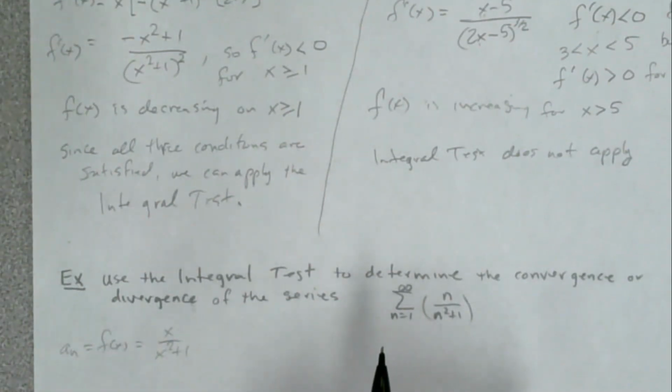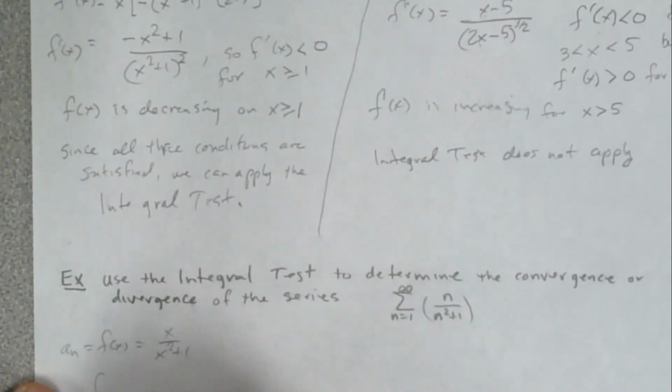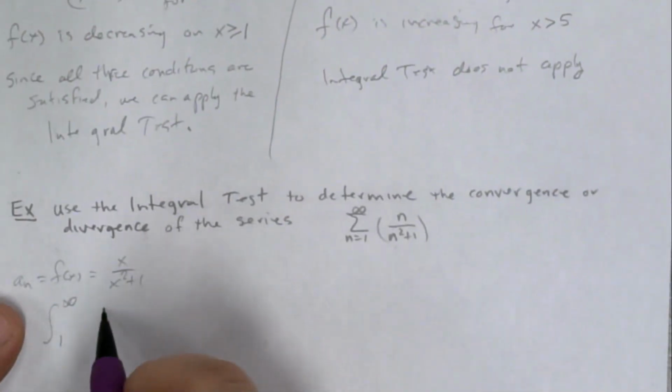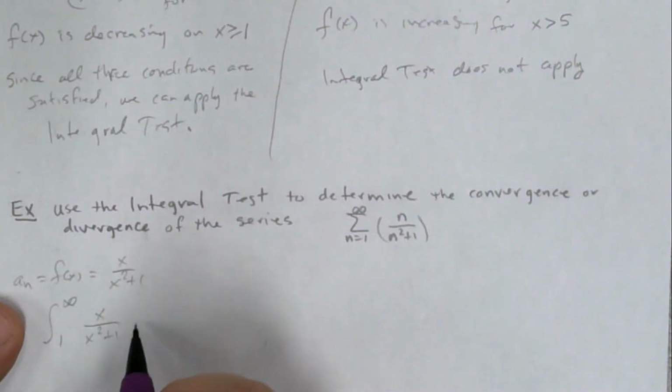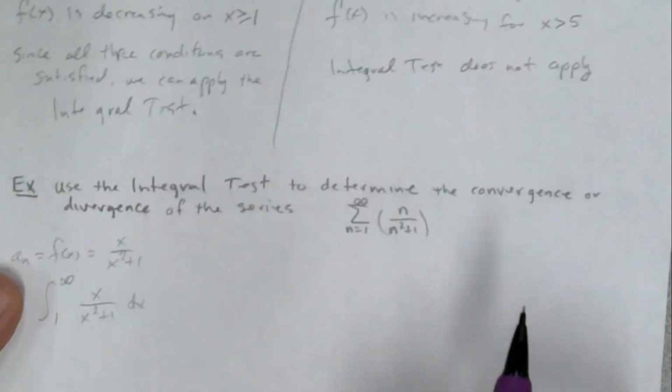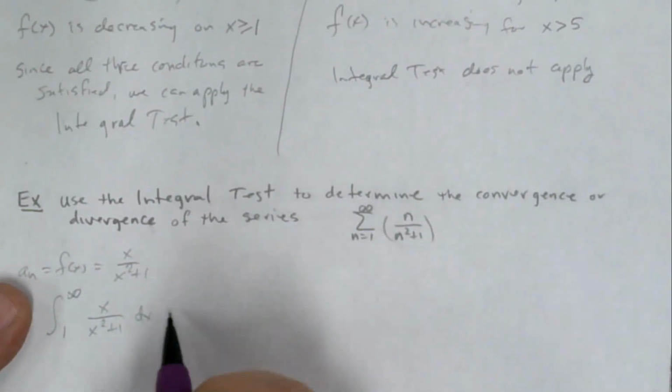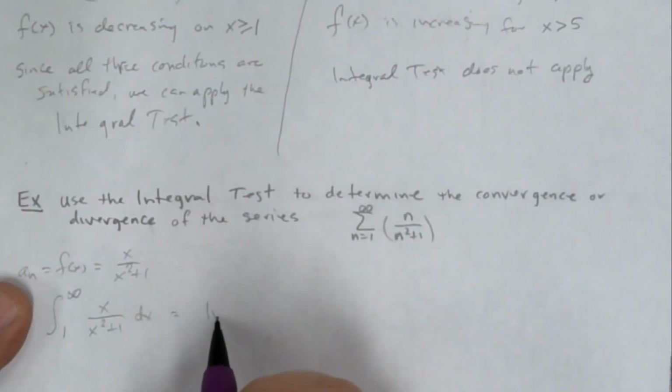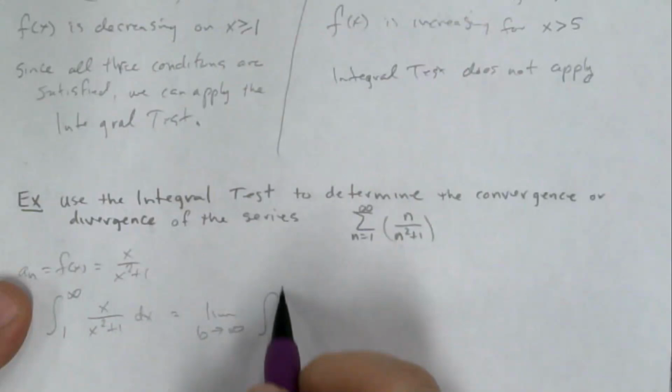From our previous stuff, we know that the integral test does apply, so we're going to set up our improper integration here. And so we get the integration from 1 to infinity, because remember, x is bigger than 1, of x over x squared plus 1 dx. Okay, we're going to infinity. And so we have to do this: b is going to infinity, 1 to b of this.